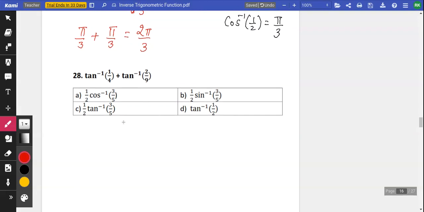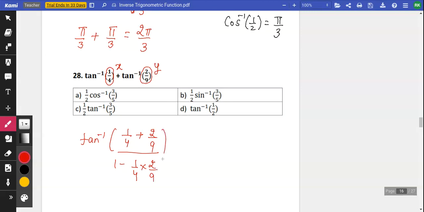In 28th question, using the same formula of tan inverse x plus tan inverse y. Suppose this term is x and this is y. Apply this formula. Get tan inverse 1 by 4 plus 2 by 9 upon 1 minus 1 by 4 multiply 2 by 9. Tan inverse.